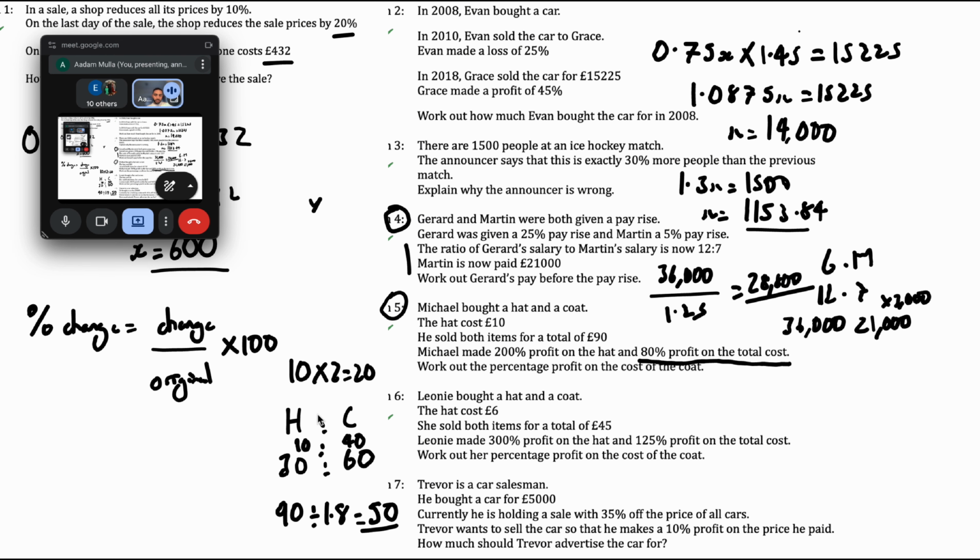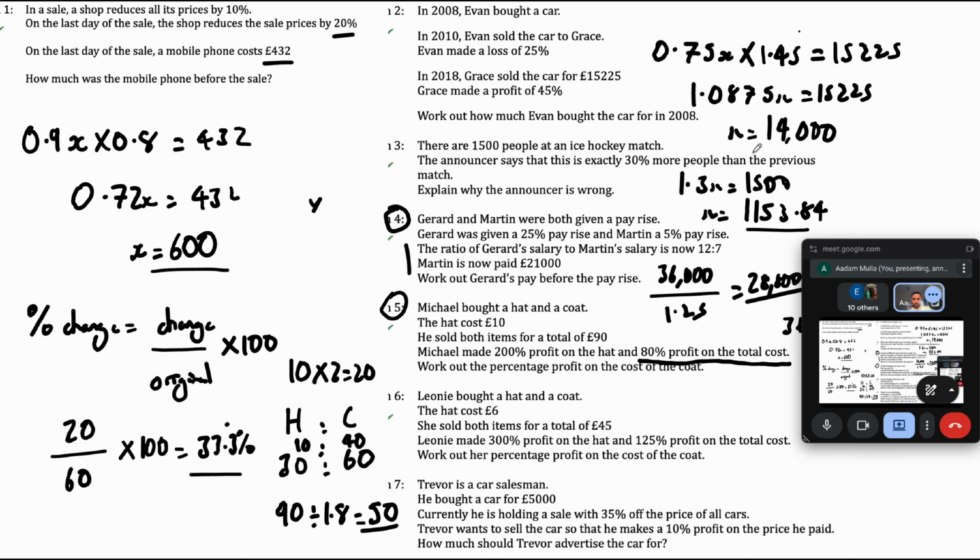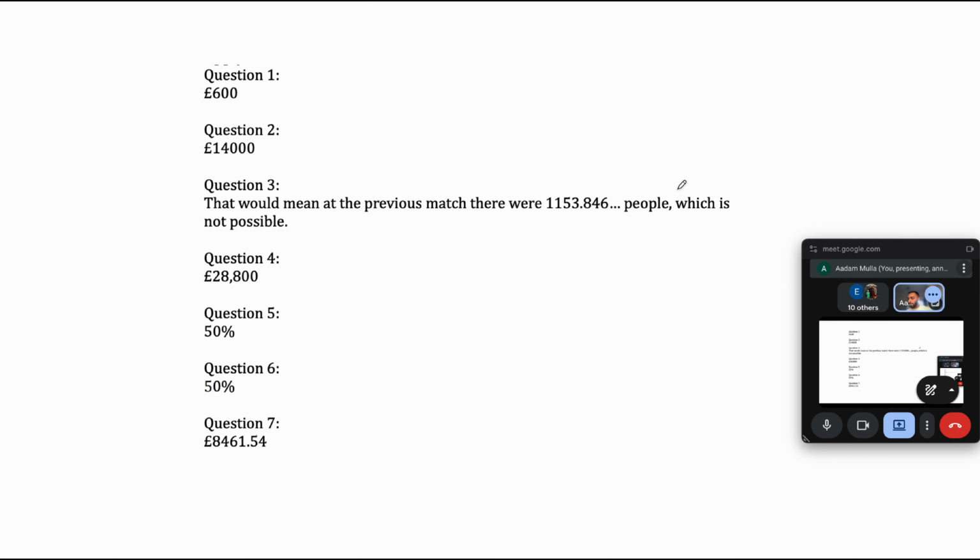So the change, 60 take away 40, is 20. The original would be 60, and then times by 100, that'd be a third, so it's going to be 33.3 recurring percent. Oh wait, hold on. The change is 20 and the original was 40, so it's a half. I should have put 60. 40 is the original, so that's why it's a half, so it's 50%. Just have a look at the answers for the rest of them. If you want me to go through any of them, just let me know.